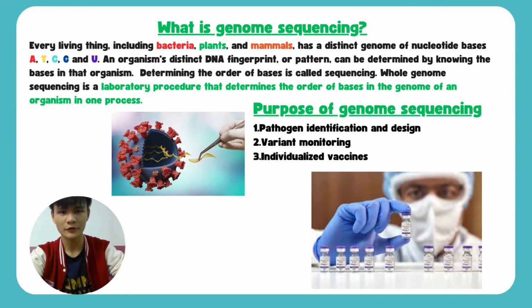So, our first question is, what is genome sequencing? As we know, every living thing, including bacteria, plants, and mammals, has a distinct genome of nucleotide bases, which include adenine, thymine, cytosine, and guanine. An organism's distinct characteristics are like their fingerprint or their pattern. All of this can be determined by us if we know the bases in that organism. Thus, determining the order of these bases is called sequencing. Whole genome sequencing is a laboratory procedure that can help scientists to determine the order of bases in the genome of an organism in one process.